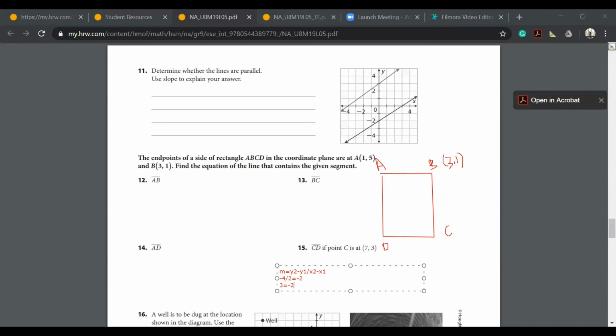So 3 equals negative 2 multiplied by 7 plus b. So 3 is equal to negative 14 plus b. Shifting negative 14 to the other side, it's going to be positive 14. So 17 equals b. We found b. Now I can write my equation. So your equation will be y equals m, which is negative 2, x plus 17, which is our b. Okay, so we solved number 15 as well.